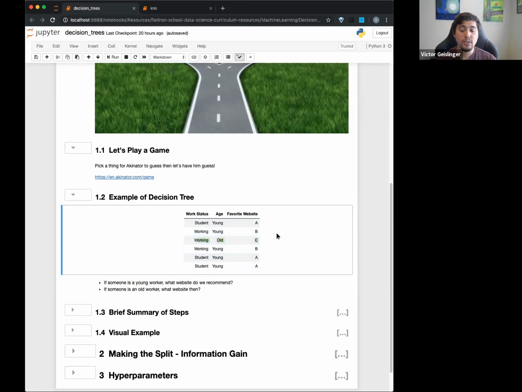And this is essentially your training data. You already know what the answers are. If someone comes in and says, hey, I'm a young worker, you can look at the data and say, oh, you're likely to fit in this part. And that's essentially what decision trees will actually do.